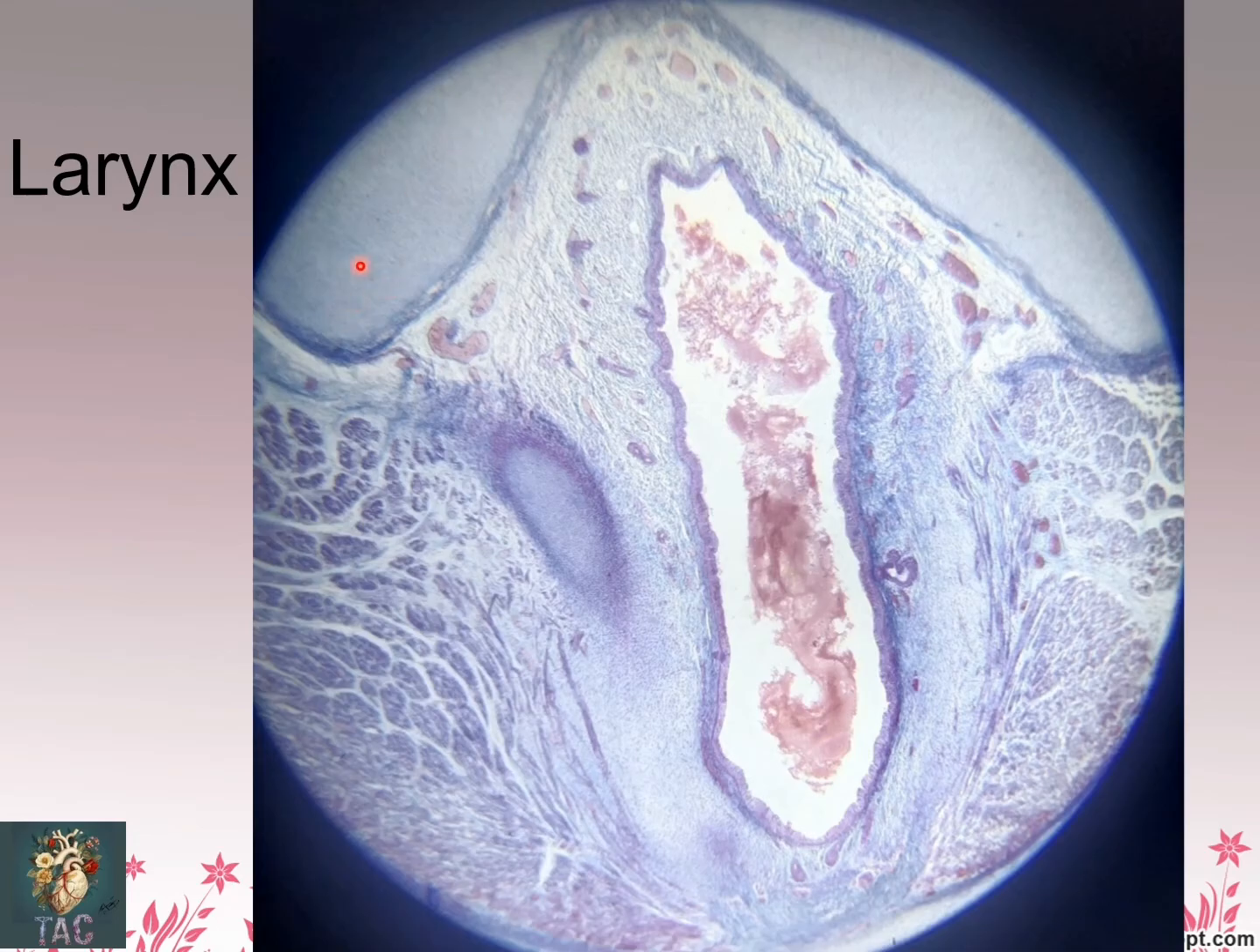So this is elastic cartilage and this is hyaline cartilage, and this is a cross section of the skeletal muscle which is taken over here, which is vocalis muscle. So you must remember this is the skeletal muscle which is voluntary in nature, and it is skeletal muscle, not the smooth muscle. These are the extrinsic muscles of the larynx.